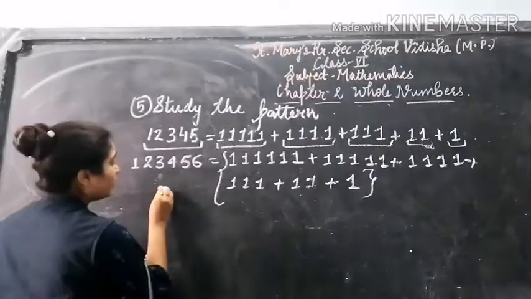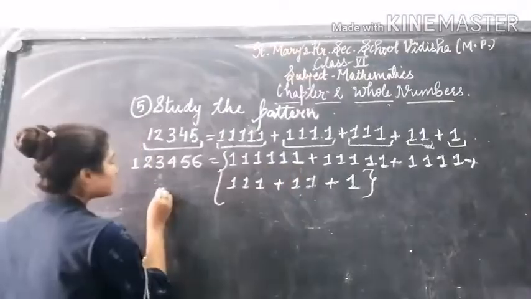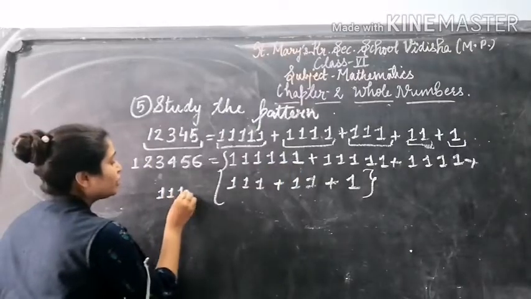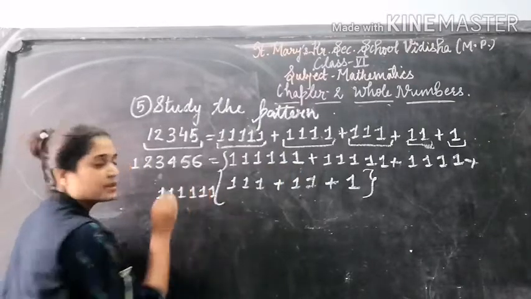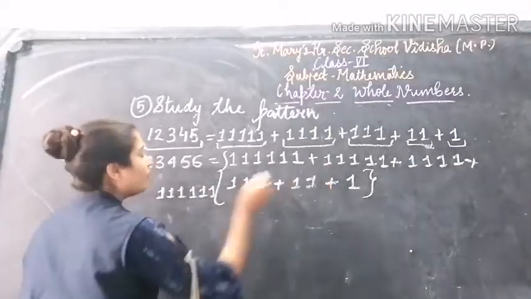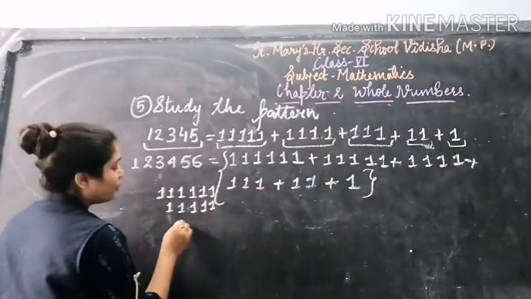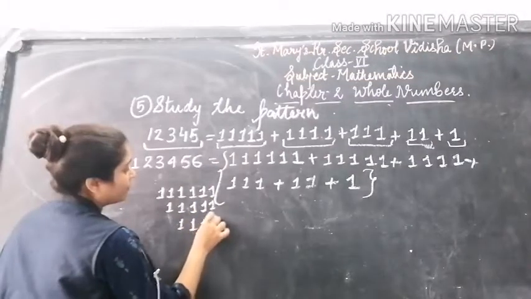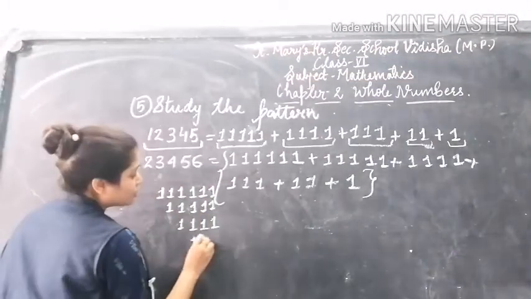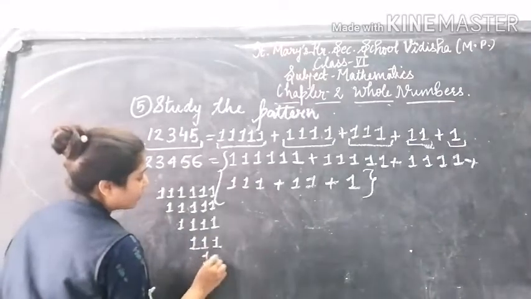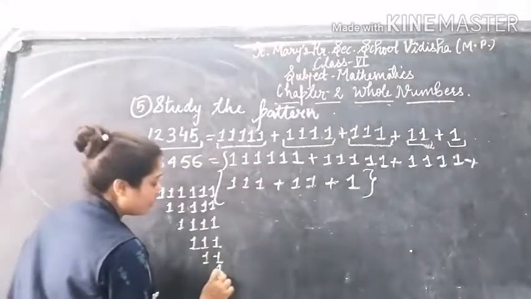So how many times is 1 written here? 6 times. 1, 2, 3, 4, 5 and 6 times 1 we will write. Then how many times? 5 times. 1, 2, 3, 4, 5. Then 4 times. 1, 2, 3 and 4. Then 3 times. 1, 2, 3. Then 2 times. 1, 2 and then 1 time 1.